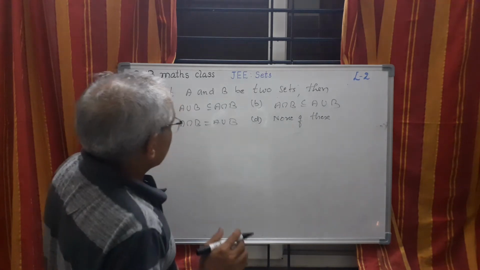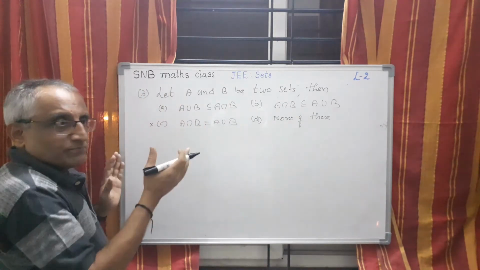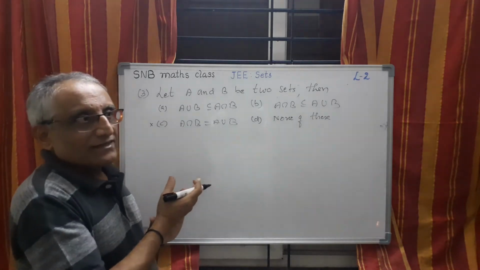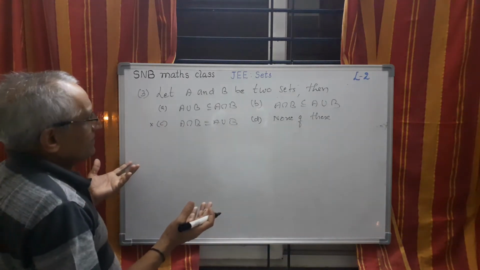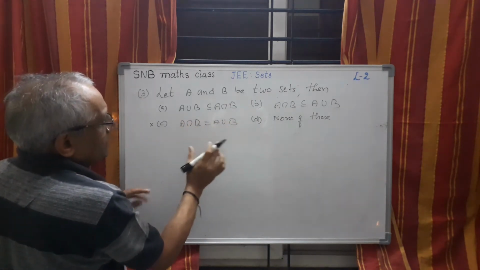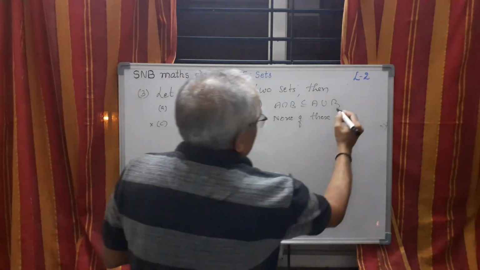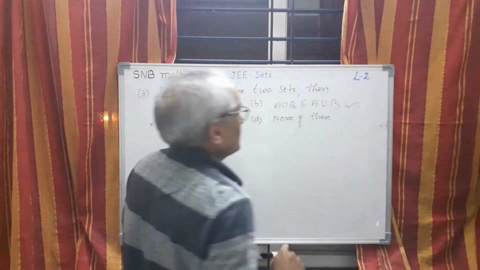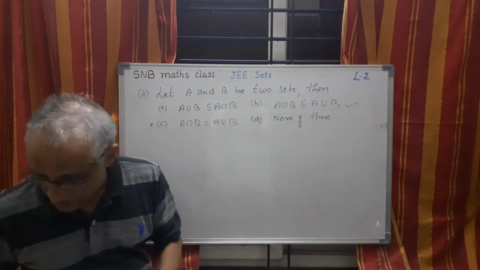So here now, common sense: A union B means putting all the elements together. A intersection B is taking only the common elements. Definitely, therefore, there is nothing to prove, nothing to calculate. So here, the biggest set is A union B, the smallest set is A intersection B. So this is the option. There is nothing much to prove here.